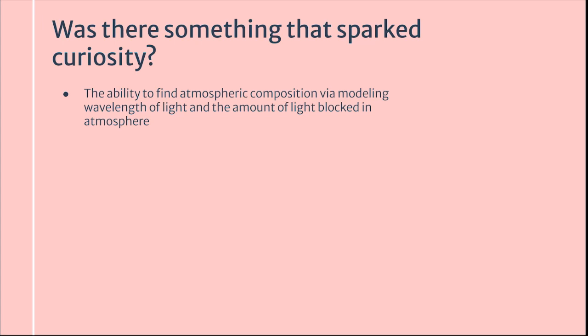But this is something that they're able to do from the Earth: take the wavelength of light that is shined through and the amount of light that gets blocked. Via the graph, they can discover what gases the atmosphere is composed of, and that also helps lead to discovering what types of life could be present on other planets.